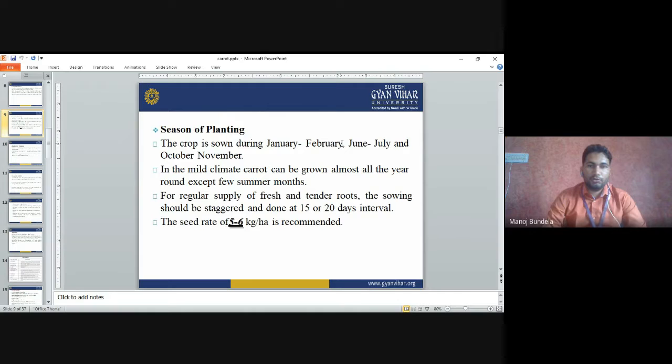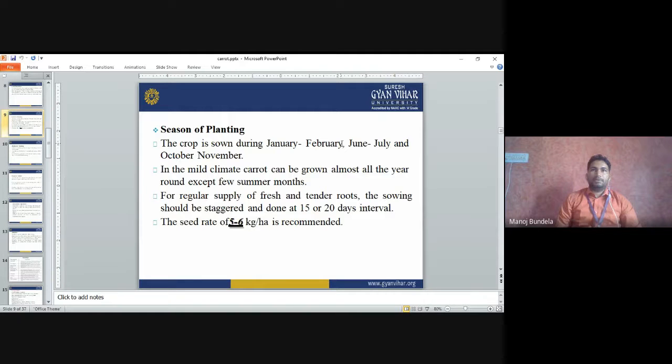Season of planting. The crop is grown during January, February, June, July and October, November. In mild climate, carrots can be grown almost all year round except a few summer months. For regular supply of fresh and tender roots, the sowing should be staggered at 15 to 20 days interval. After the first sowing, we do a second sowing after 15 to 20 days, then a third sowing after another 15 to 20 days.